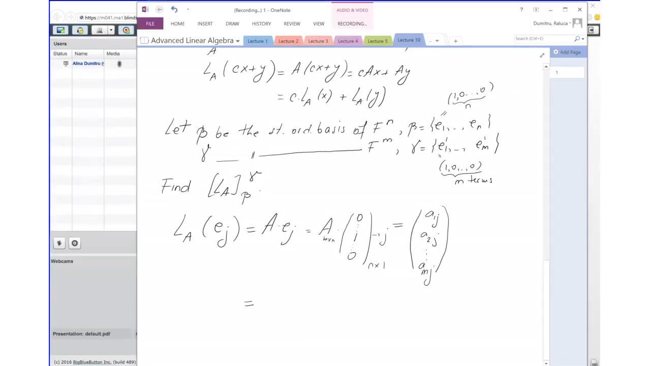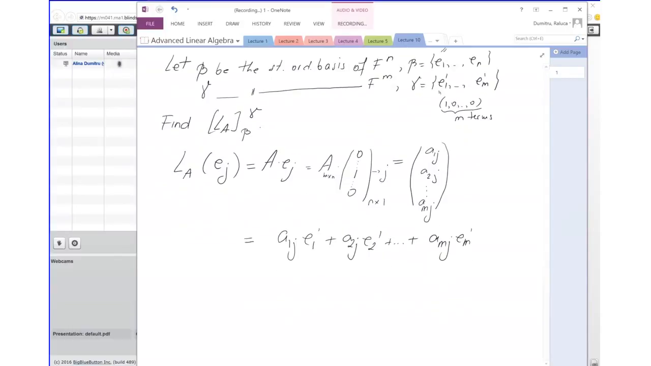But remember the basis of Fm, E1 prime, E2 prime, and so on? This is, in fact, A1j E1 prime, because it's m-dimensional, plus A2j E2 prime, plus and so on up to Amj Em prime. So basically, it is the sum for i equals 1 to m of Aij times the elements of the basis, Ei prime.